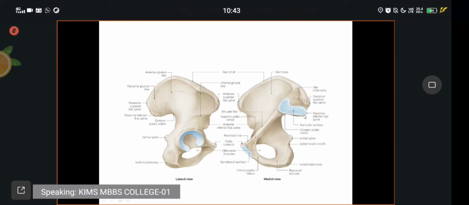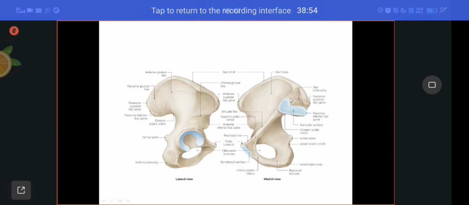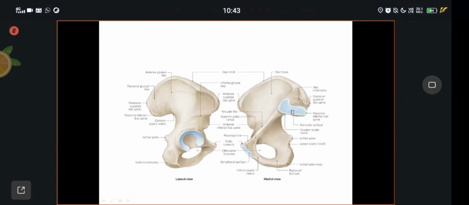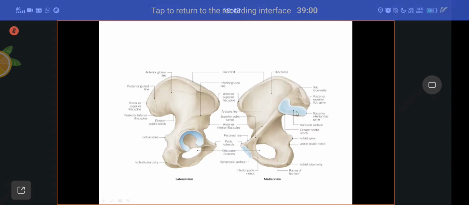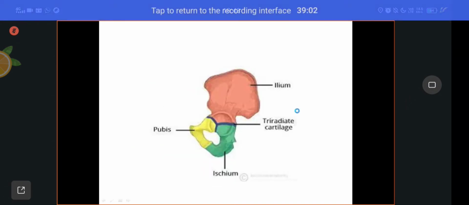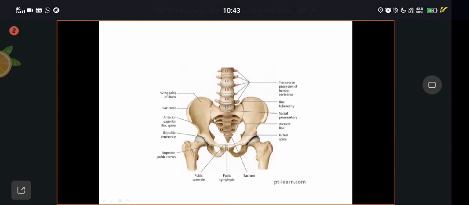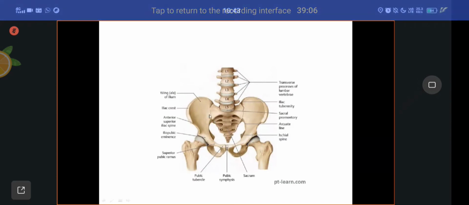This is an auricular area. What is this one called? It looks like an auricle or an inverted L shape. So this auricular surface, what does it do? It will articulate with the sacrum to form the sacroiliac joint.